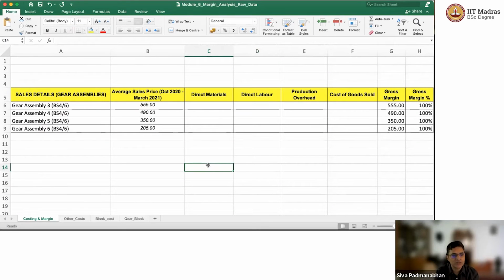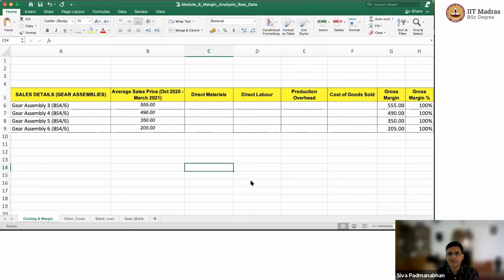This data starts to speak about the actual costs and margins of the different products. We have seen that the company makes 10 different gear assemblies. We have shown a couple of them here, 3, 4, 5, and 6, right? And we know from the very first spreadsheet what's the sales price of these products. We have looked at it for the 6-month period from October 2020 to March 2021.